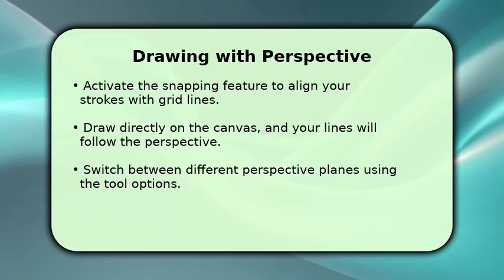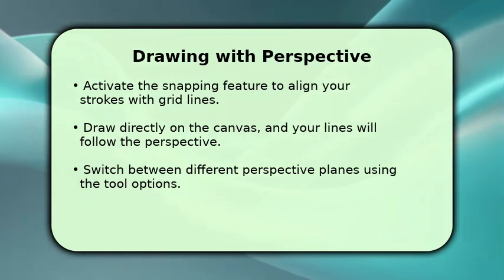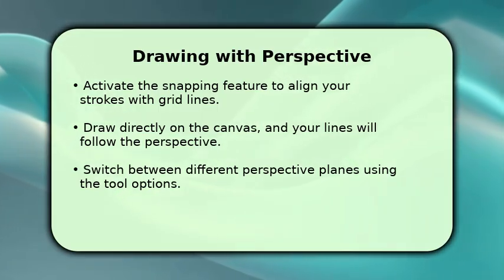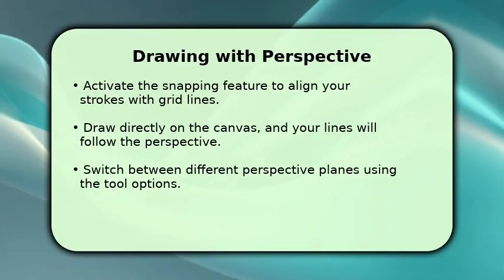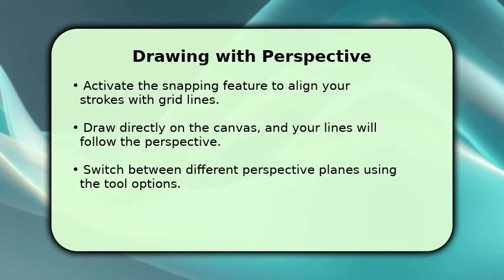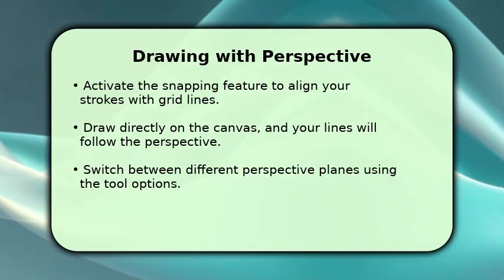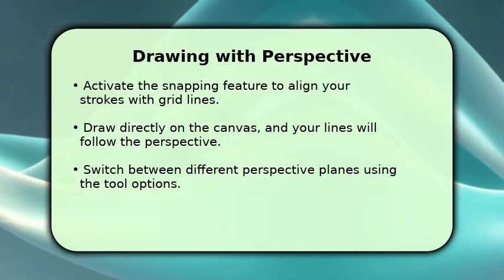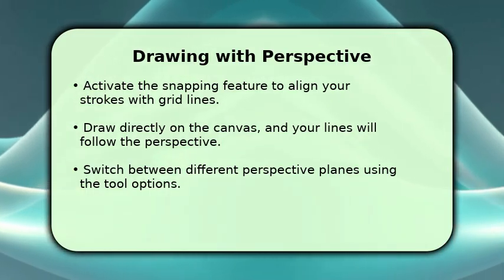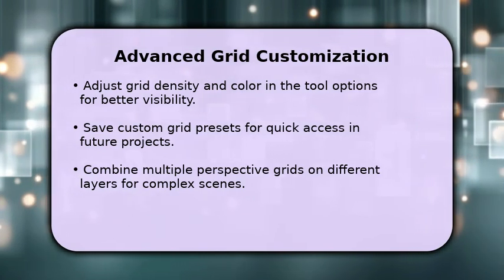Now for the exciting part, drawing with your perspective grid. To make your life easier, enable the snapping feature in the tool options. This will automatically align your brush strokes to the grid lines, ensuring perfect perspective every time. As you draw, you'll notice your lines naturally converge towards the vanishing points, creating a convincing sense of depth. You can also easily switch between drawing on different perspective planes, like the ground plane or side planes, to build complex structures accurately.